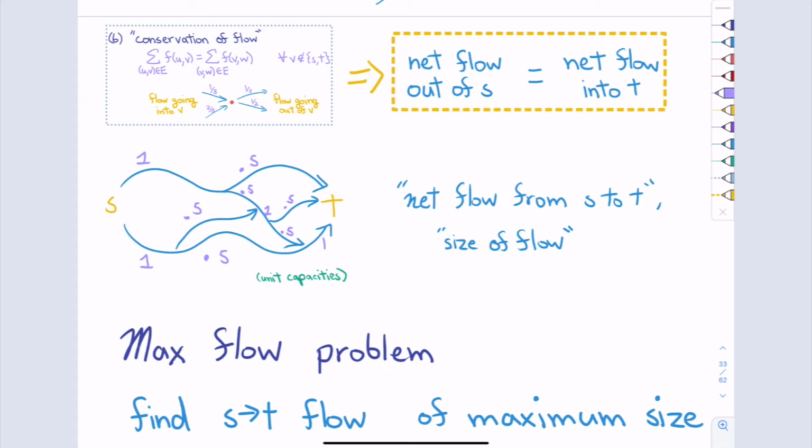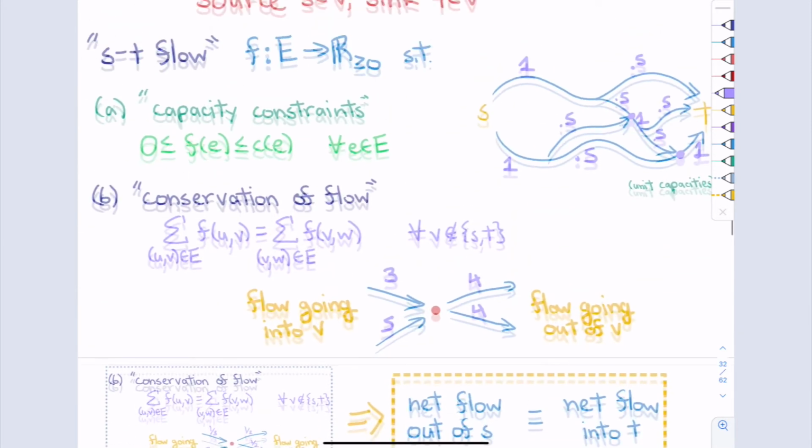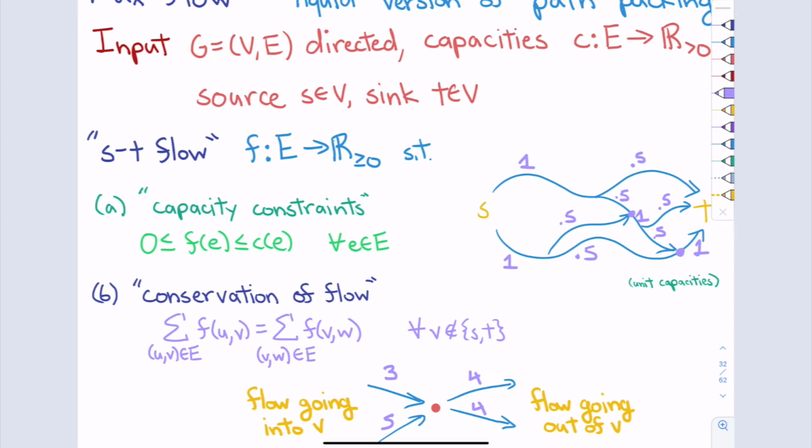Yeah? Wait, why is it only for the non-terminal vertices? Oh, those are just the rules of the game. So the rules of the game are: I'm constrained, and I insist that we conserve flow at all the non-terminal vertices. We're going to connect this very closely to all the past stuff we've been discussing in just a moment, and then it'll be even clearer.